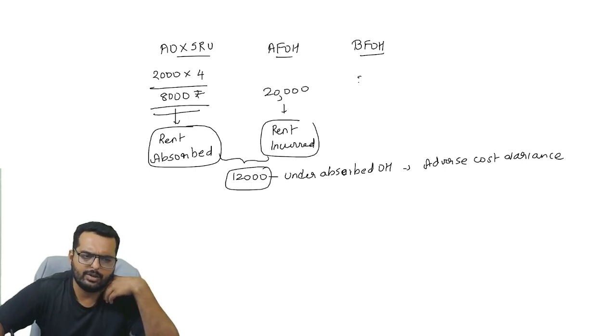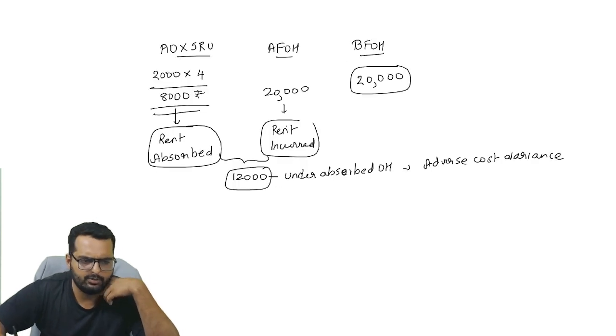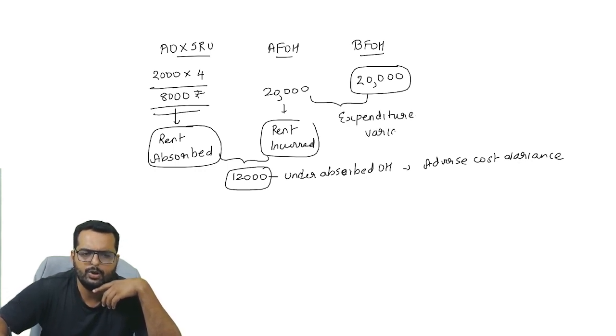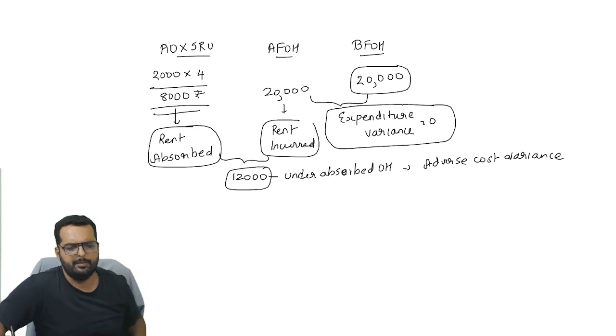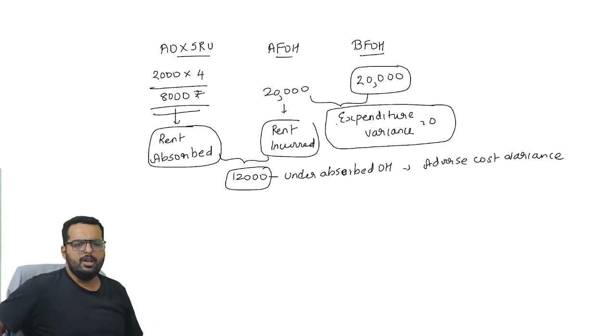All right. Now tell me, how much is the budgeted rent that is told in the question? That's also 20,000. So compared to budget and actual, is there any change? So your expenditure variance turns out to be zero. You don't have any additional expenditure coming over here. Devika, are you clear with this example so far? Yes. Okay, where exactly did you have a doubt?